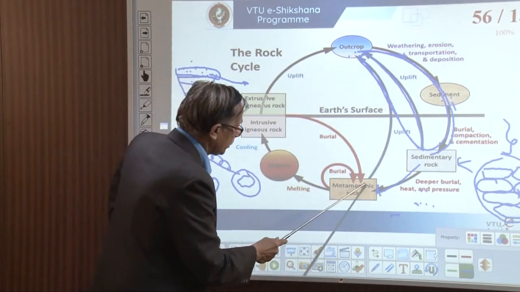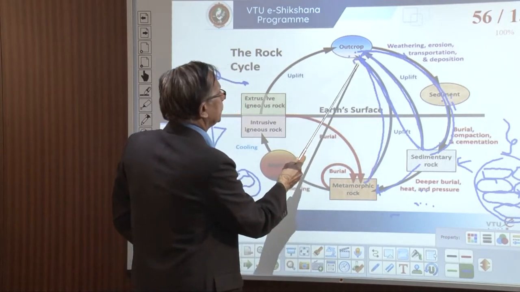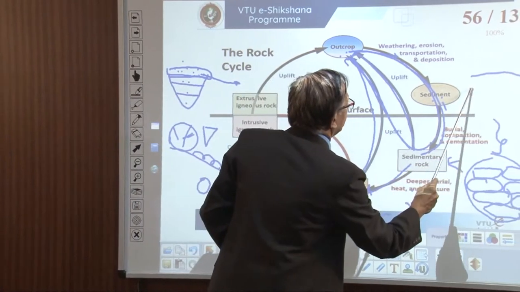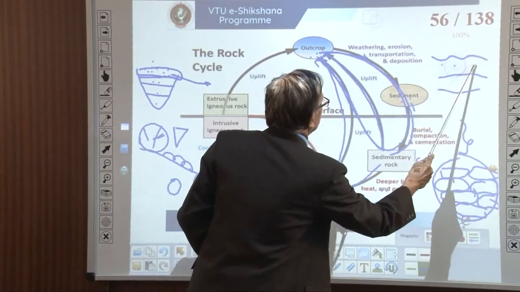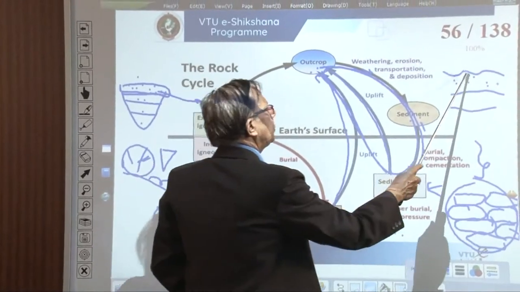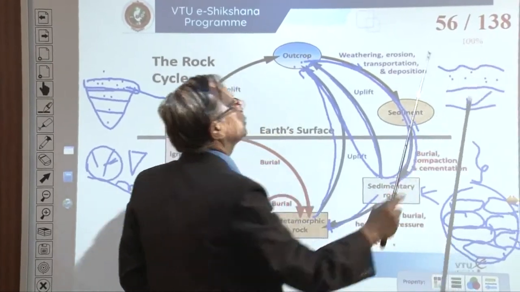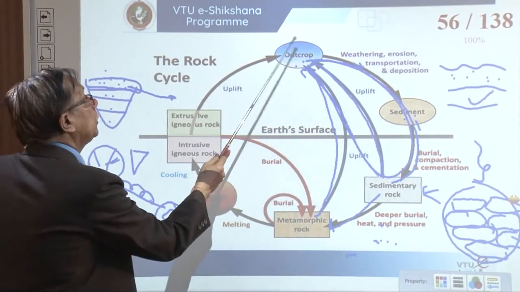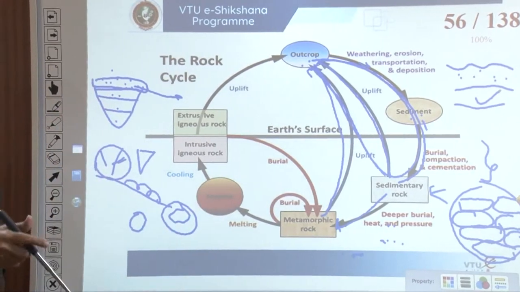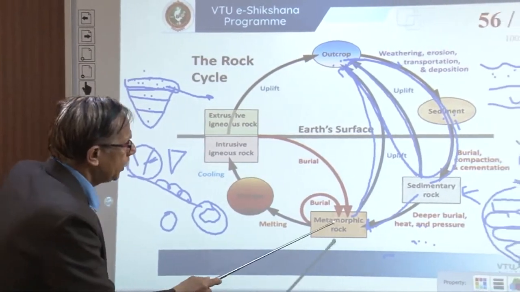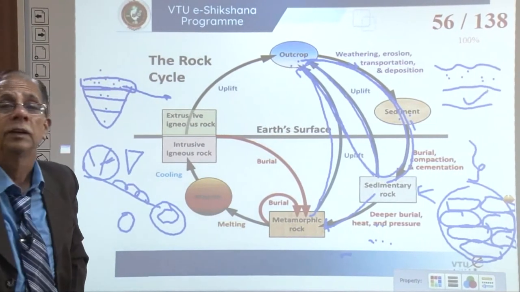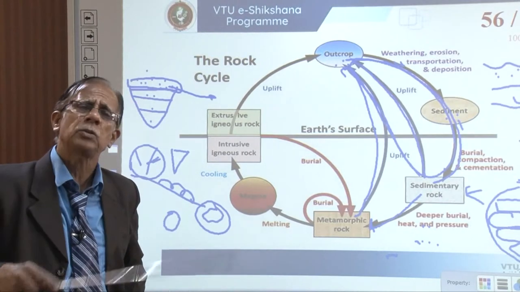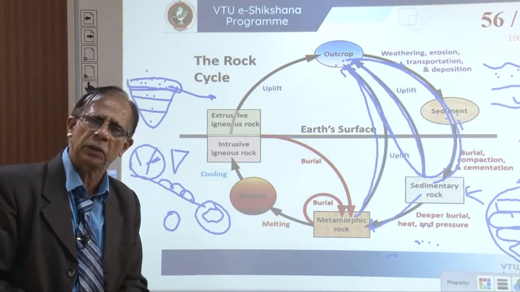These metamorphic rocks, if they get exposed, that is, if we have a metamorphic rock here at a depth, if this is the ground, we have so many other soil covers, etc. If this soil cover is removed, this metamorphic rock is now exposed to the atmosphere. So, metamorphic rocks can also become outcrop if they are exposed. This metamorphic rock, once it is exposed, by law, anything that is exposed has to be subjected to atmospheric effect.